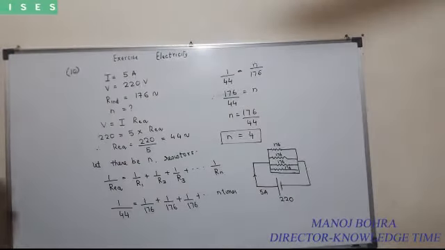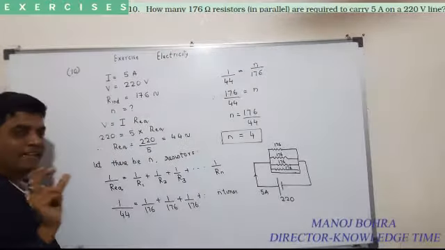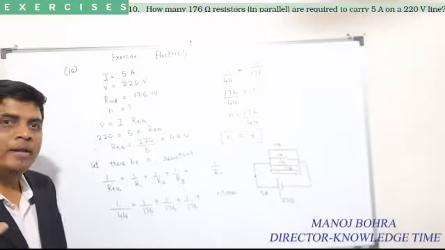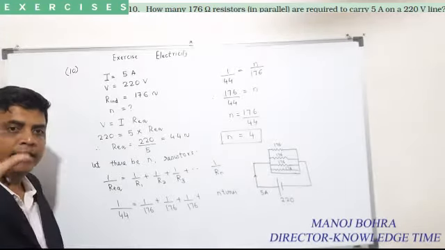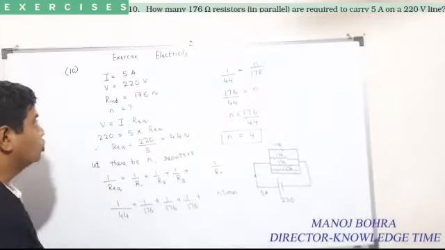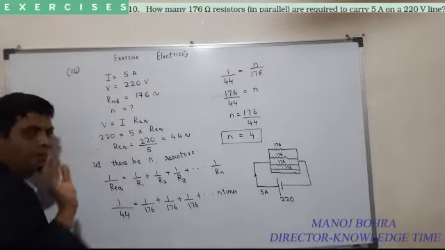At sum number 10, what is given? You are given 176 ohm resistors. How many resistors? I don't know. These resistors are to be connected in parallel in a circuit so that for a voltage of 220 volt, I should get 5 ampere current.